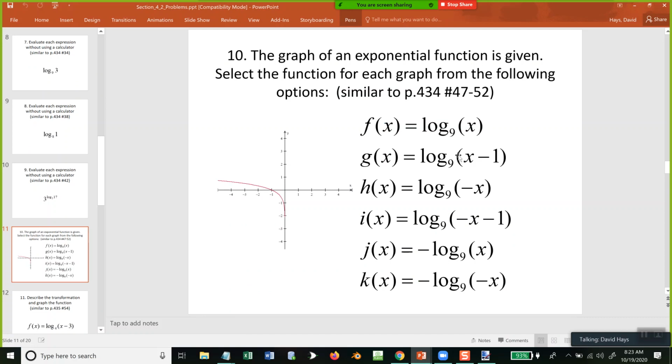Now you could use change of base on each one of these and just graph them and see which one it matches. It's not that hard. Again, what we're trying to demonstrate here is that the shifts and transformations we saw in previous material still apply when we come up with a new function.